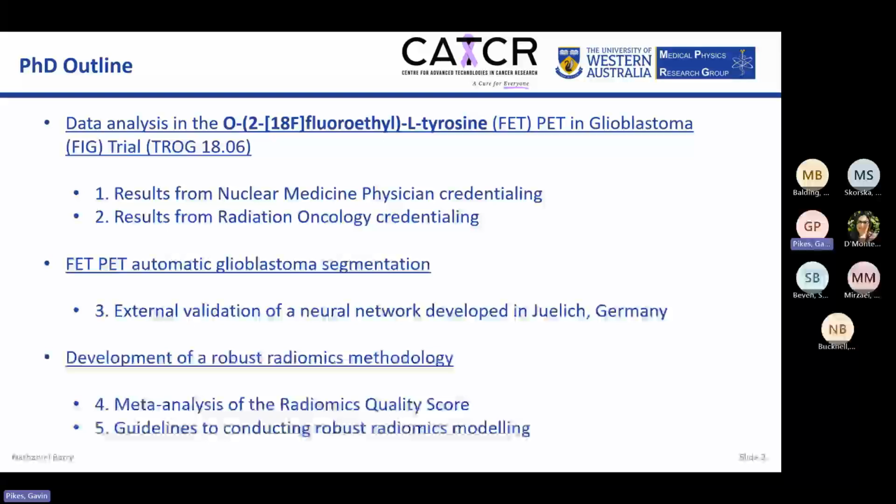Then finally, we'll move into understanding how to best develop a robust radiomics methodology, particularly when we have medical imaging data that is pretty common, and that's by doing a meta-analysis of what we call the radiomics quality score, which I'll go through a little bit later. And then this meta-analysis was used to inform guidelines, which I'll try and touch on as much as I can towards the end of this talk.